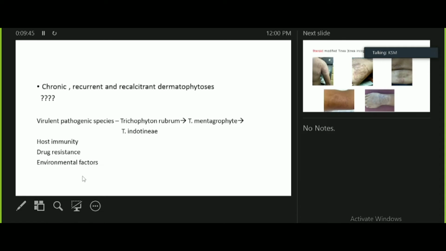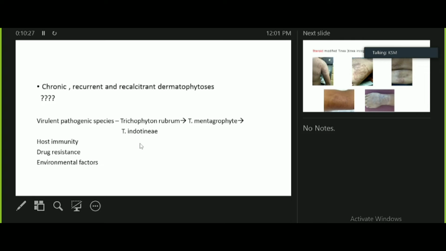Over the years, dermatologists in Sri Lanka have noticed a lack of response to the conventional antifungal agents that we used and their doses. The possible reasons for this are virulent pathogenic species. When we were registrars, Trichophyton rubrum was the commonest organism that caused dermatophyte infection, and it has changed to Trichophyton mentagrophytes over the years. And recently, Trichophyton indotineae was identified in India, and now it is the commonest organism in India.